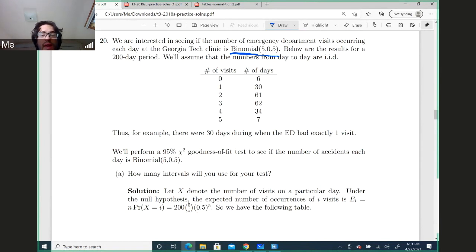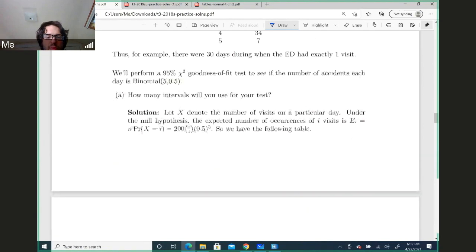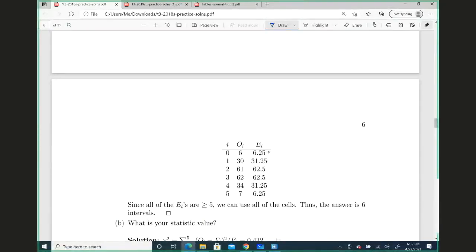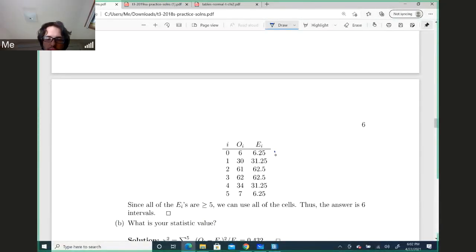So if we had a uniform distribution that we were trying to test against, then all of our buckets would be uniform values. Here it's a little bit different. And that's why our E of I is different for different buckets.